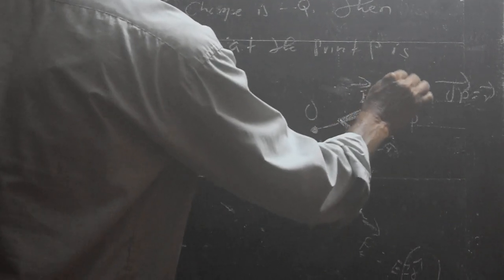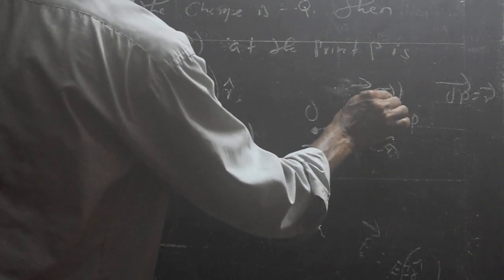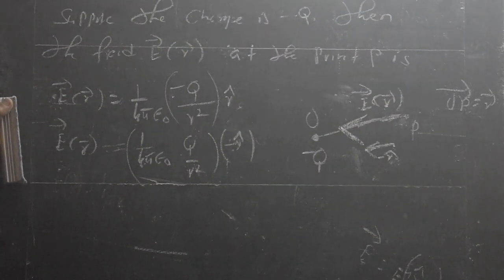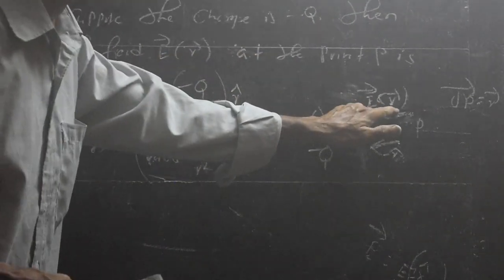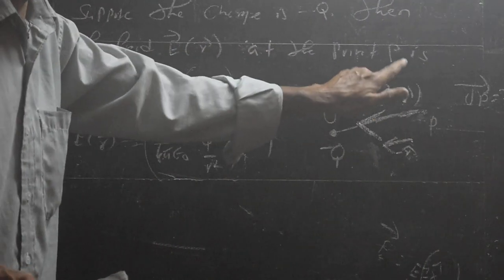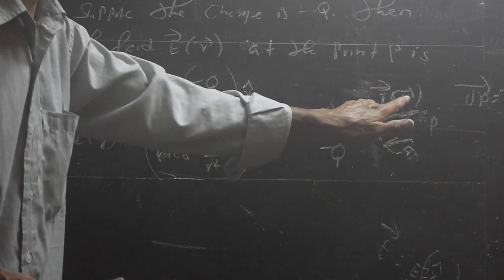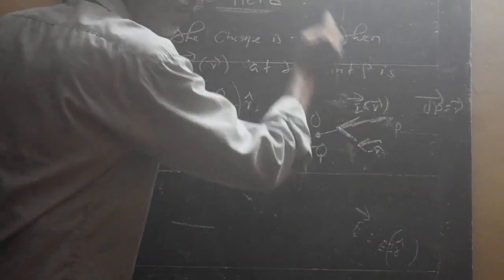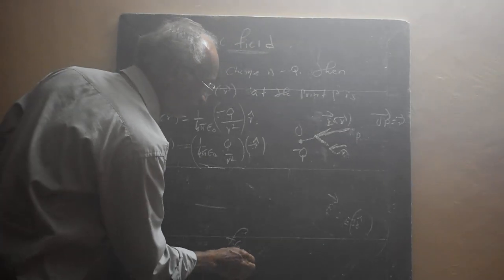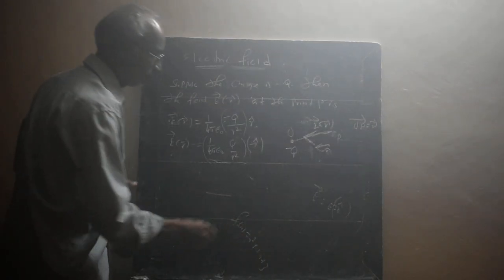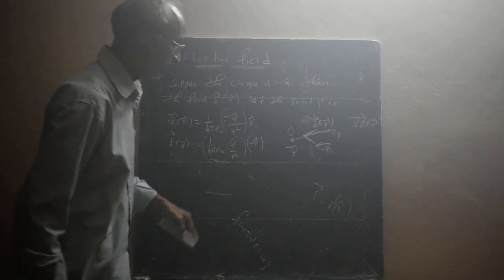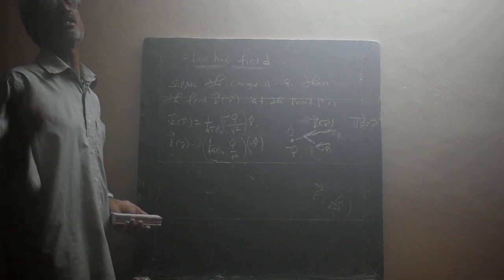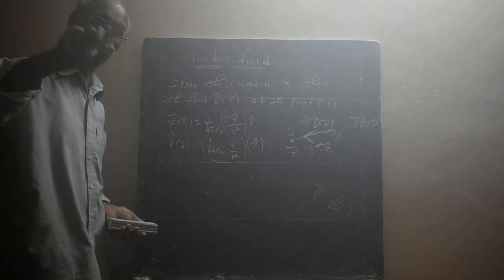E bar of R bar means the field at a point P whose position vector OP bar is R bar. The field symbol is E bar, but of R bar means the field depends on the point. As the point changes, the field also changes. E bar is a function of R bar, just like f of x equals x square plus 2x plus 3, where f is a function of x.